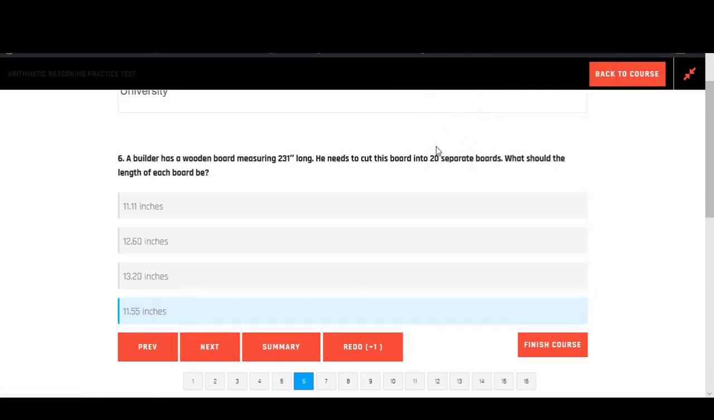Number 6 says a builder has a wooden board measuring 231 inches long. He needs to cut this board into 20 separate boards. What should the length of each board be? So we're going to do 231 divided by 20. Okay, so this is a fairly straightforward problem. 20 goes into 2, it doesn't, it's too small. 20 goes into 23 one time without going over. 20 times 1 is 20.